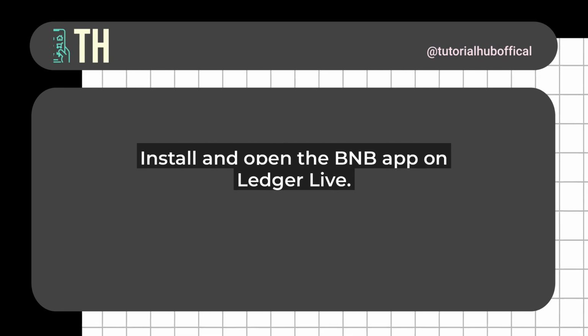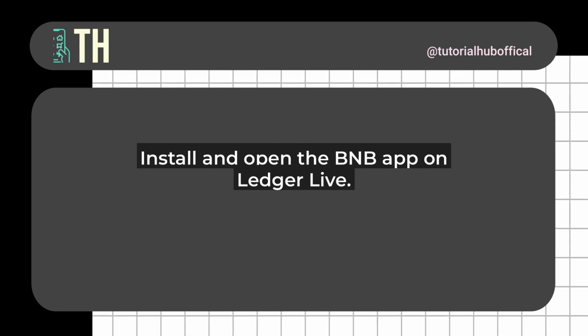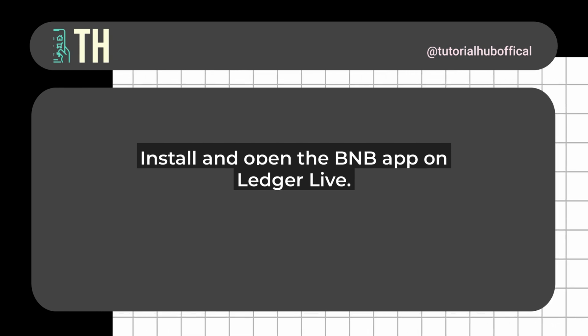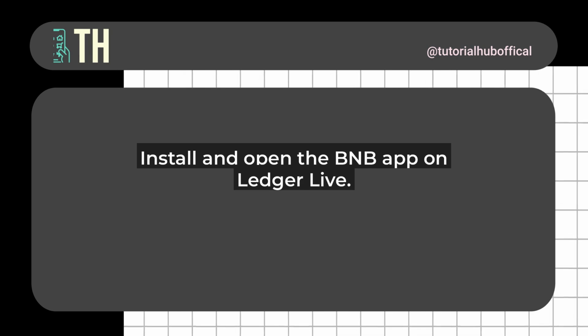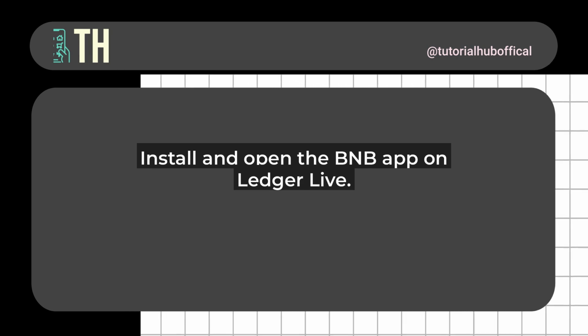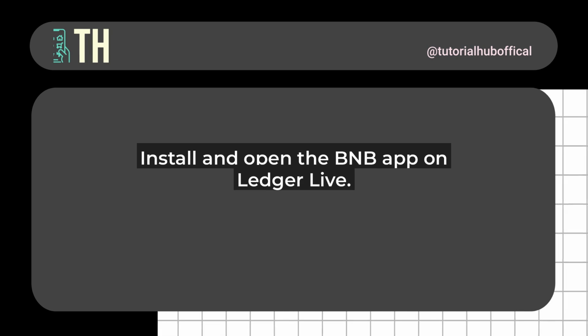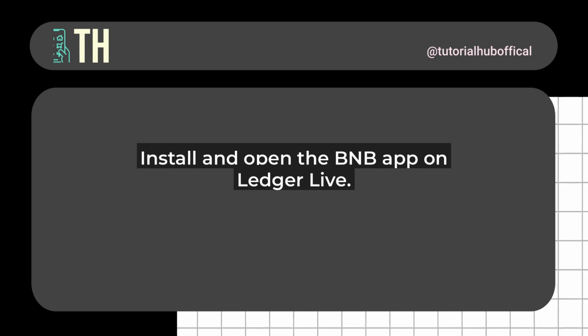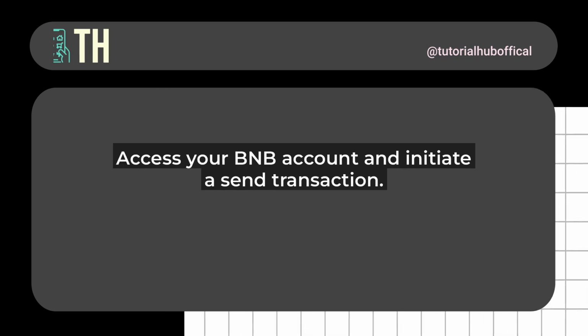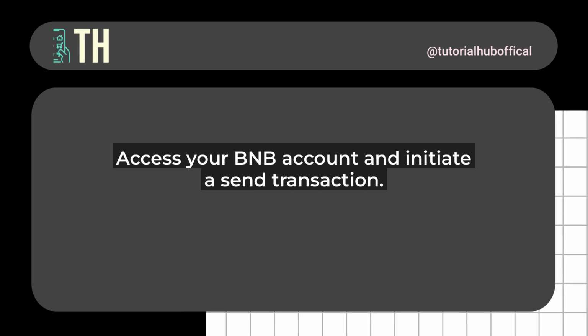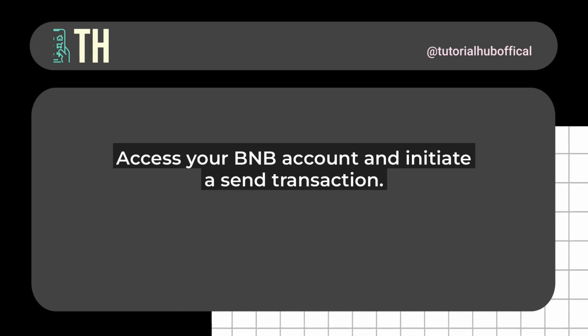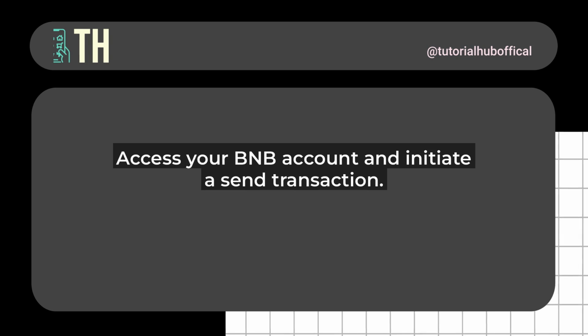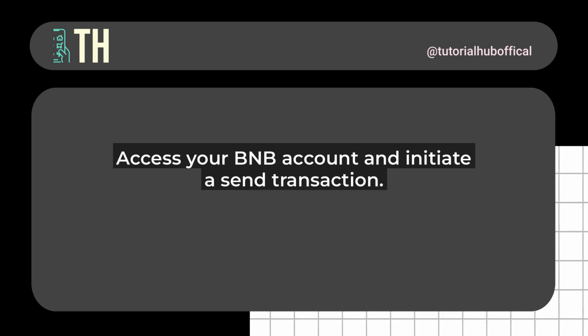Let's jump right in. First, connect your Ledger Nano X to your computer using the USB cable and open the Ledger Live app. Unlock your device with your PIN, then navigate to the BNB app on your Ledger. If you haven't installed it yet, go to the Manager tab in Ledger Live, search for BNB, and install it. Once that's done, open the BNB app on your Ledger device.